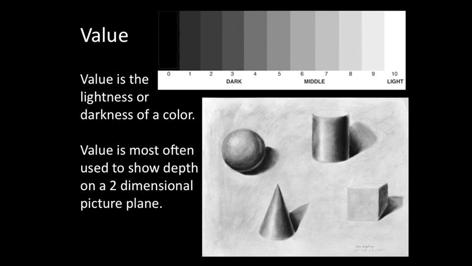Our final element of art is value. Value is really the lightness or darkness of a color. Believe it or not, gray and black and white are not colors, they're actually values. Value is most often used to show depth on a two-dimensional picture plane, sometimes referred to as shading.